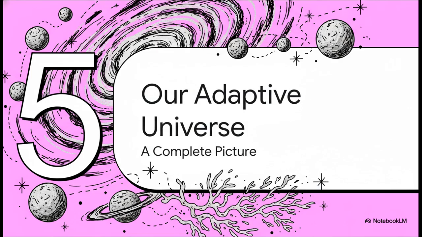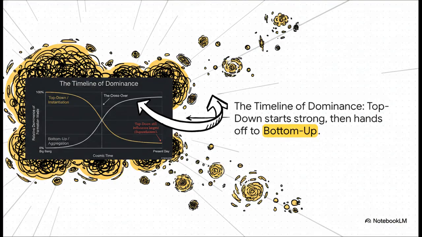So let's put it all together. What does this new picture of our adaptive universe actually look like? Well, in this final section, we're going to see how this dual-mode approach creates a much more complete and, frankly, coherent story of cosmic history. This chart just visualizes the whole idea perfectly.